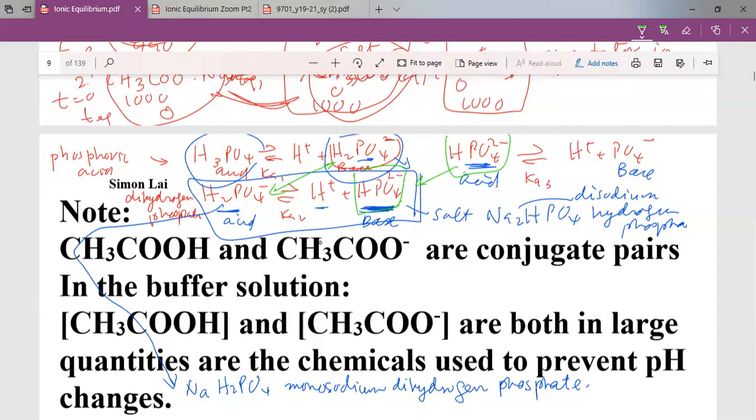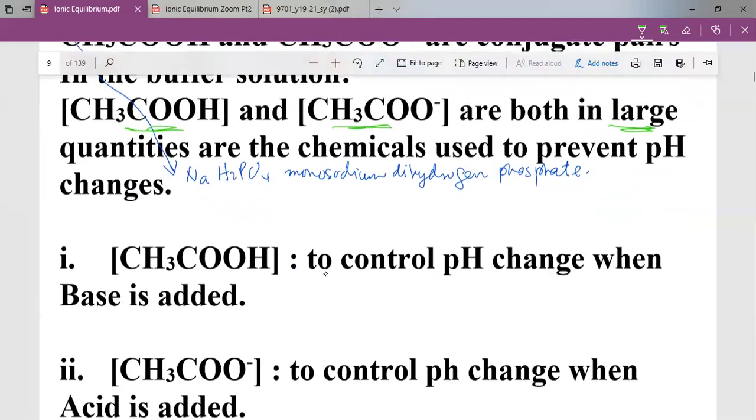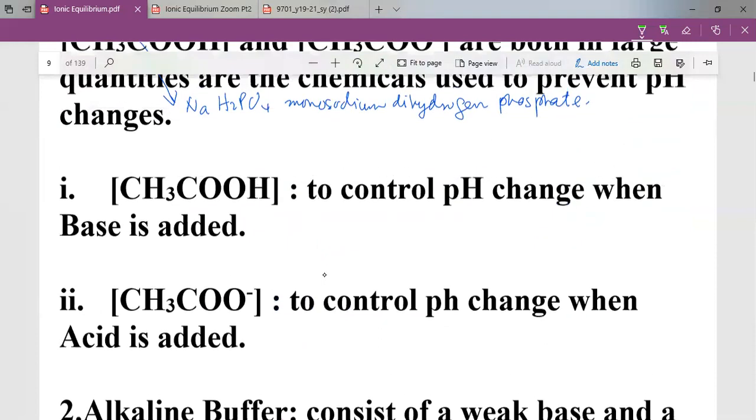After you see all this, they will test you heavily on this. So you need to know how this got 3 hydrogens, which means it can undergo 3 Kas: Ka1, Ka2, Ka3. Use your brains a bit to see how it works. I say these two are conjugate pairs, and they are in large amounts, which means they are ready for action. Now, how do they react? These two are the pair, these are the buffer.